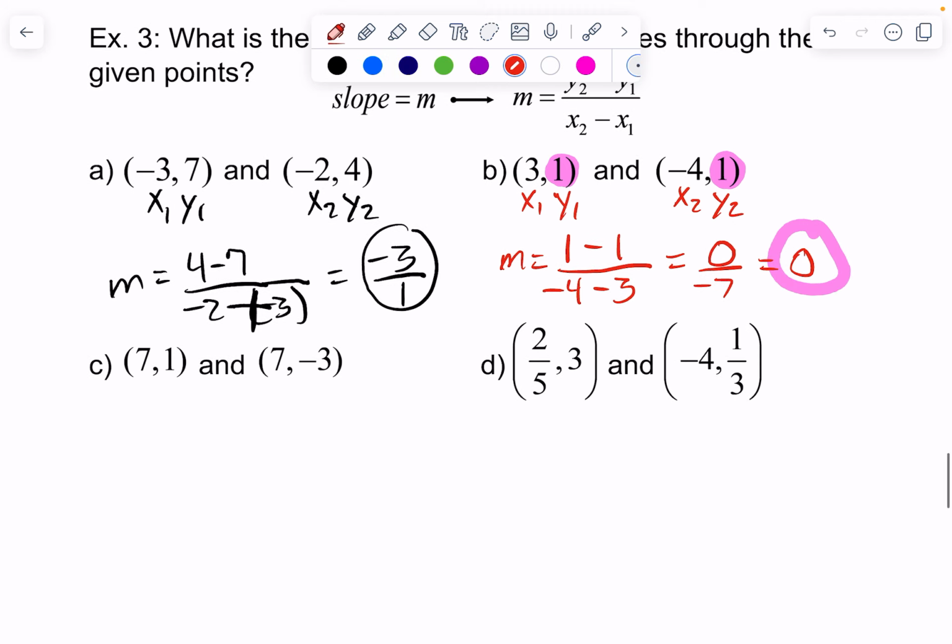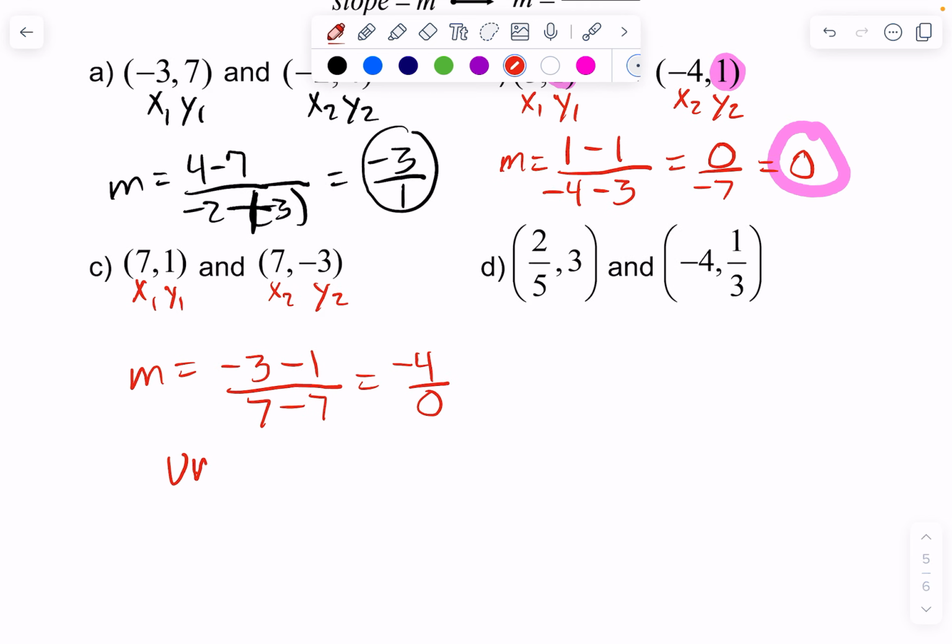Okay, next example. We've got x1, y1, x2, y2. So slope equals y2 minus y1 over x2 minus x1. That's going to give me -4 over 0. Remember that when 0 is in the denominator, that is undefined. And another little pro tip for you. Whenever the x's are the same, the slope is always undefined.